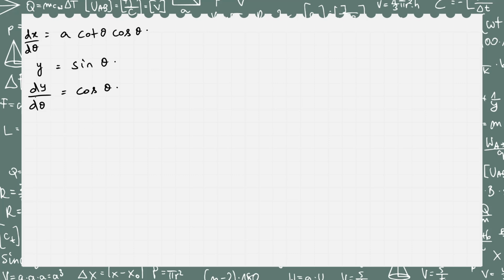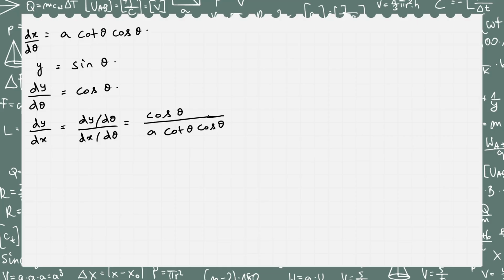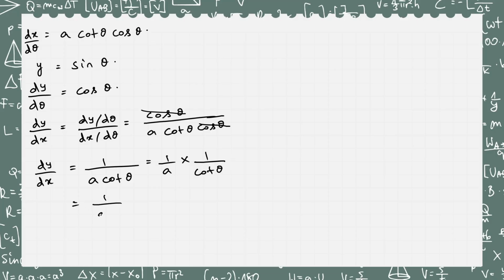So first let us find dy by dx. dy by dx equals dy by d theta divided by dx by d theta, which is cos theta divided by a cot theta cos theta. That's the purpose we wrote dx by d theta in this way, so that cos theta gets cancelled. So the final value for dy by dx is equal to 1 by a cot theta, and this also we are going to simplify. 1 by a times 1 by cot theta, which is 1 by a tan theta, or tan theta divided by a.